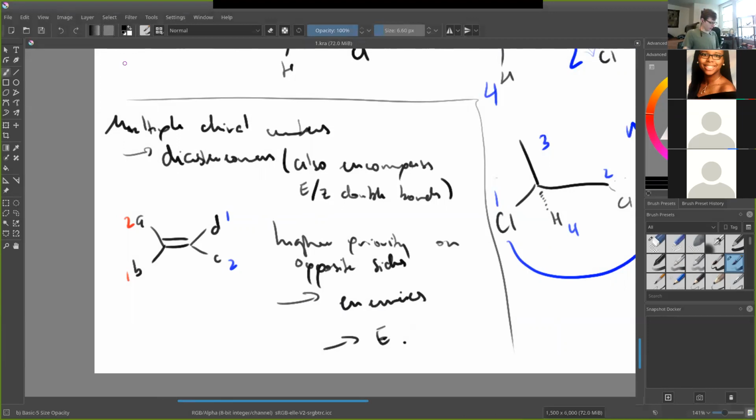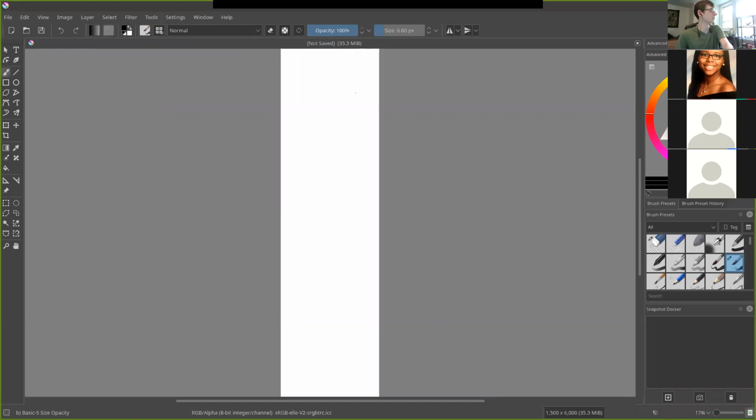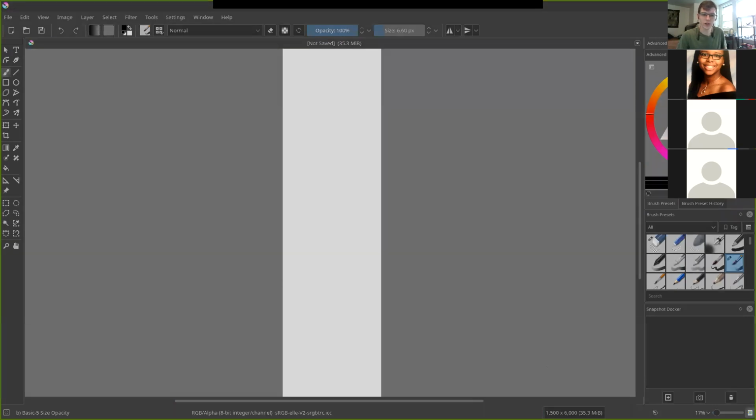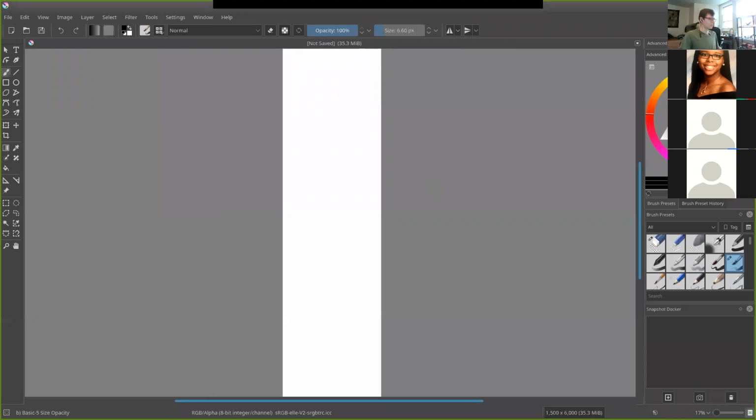Okay, and let's make a new page, and then I'm going to open up the worksheet. Here we go. Okay, because that was plenty of talking, and we should actually do a problem or two. Here we go. I'm going to take a screenshot of this problem, and then copy and then paste. Yeah, okay.